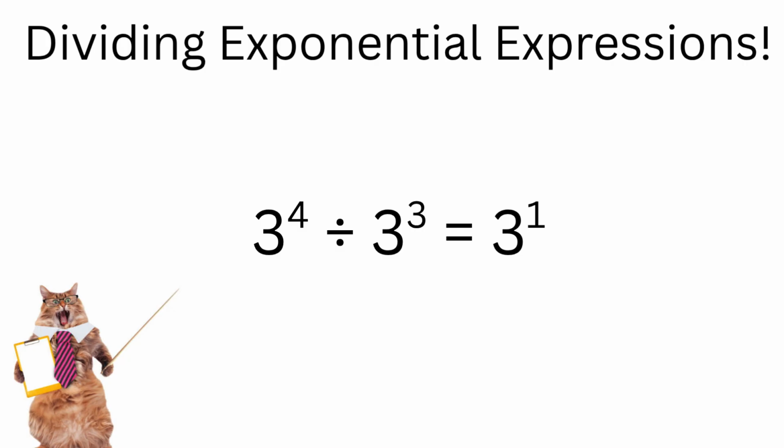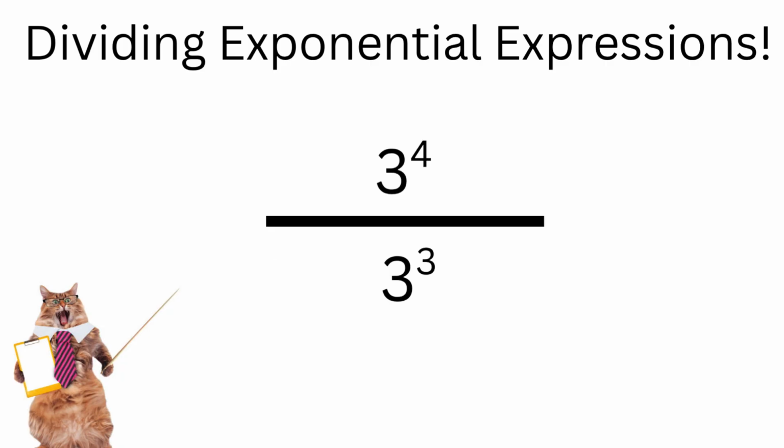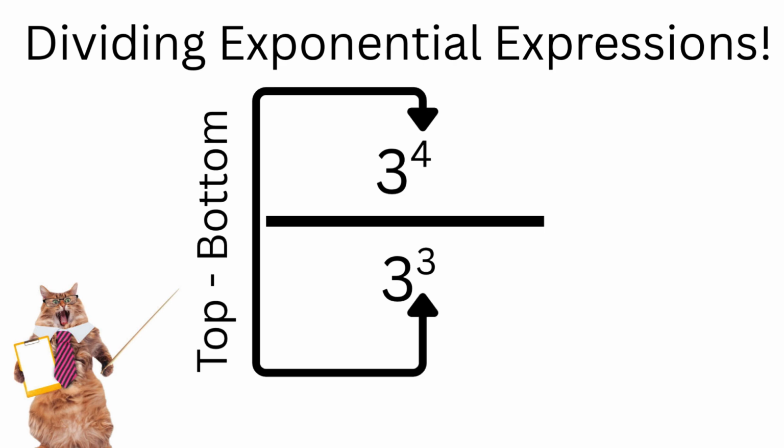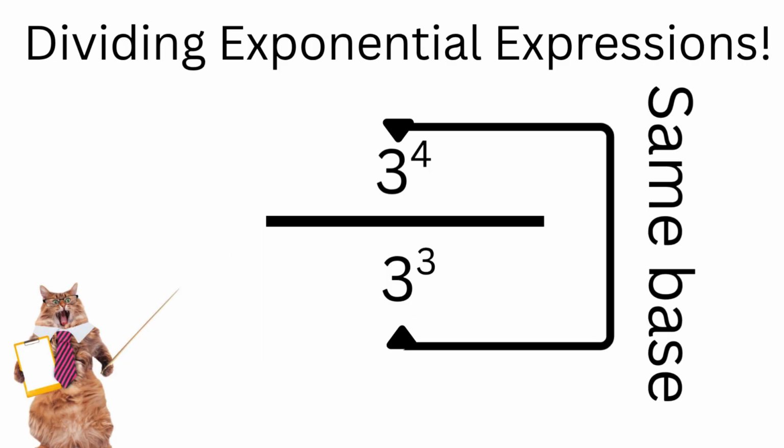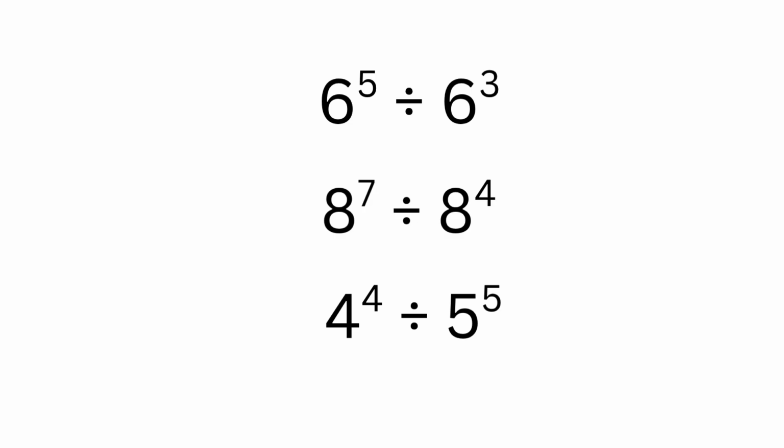Thus, 3 to the power of 4 divided by 3 to the power of 3 equals 3 to the power of 1. This is quite similar to the multiplication rule, but instead of adding the exponents, the quotient will have the difference of the top exponent minus the bottom exponent, and the exponential expression must also share the same base. All right, so now pause here and try these out.